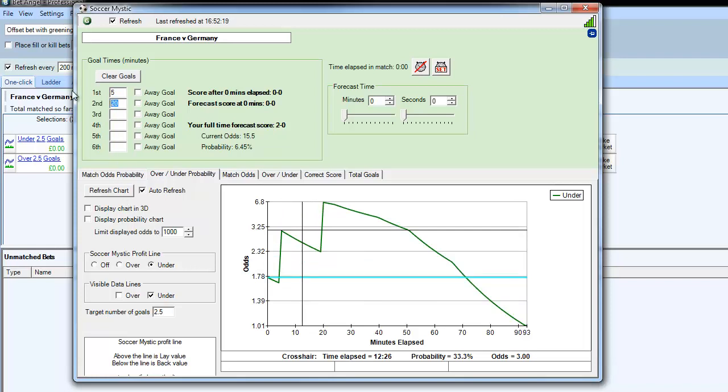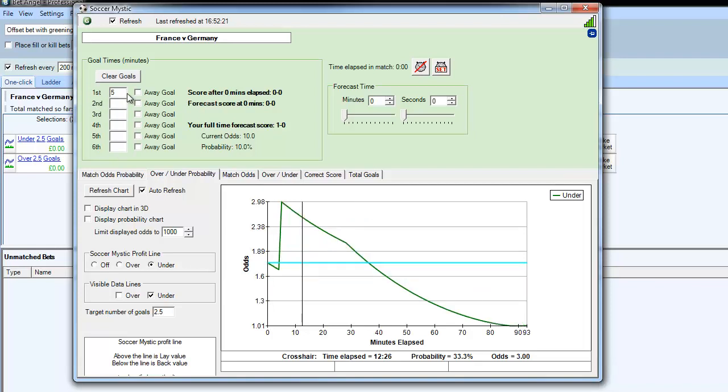So, you can use the modelling to give you a rough idea. It can never be 100% accurate because it obviously can't tell what's going to happen within the game and how the game's going to play out. But nonetheless, it gives you an idea of the sort of strategy that you could deploy.